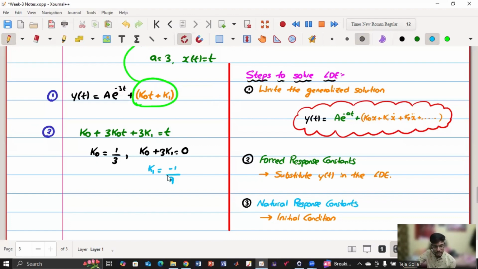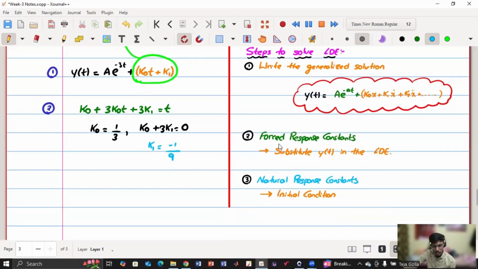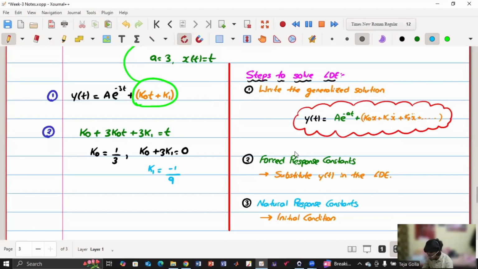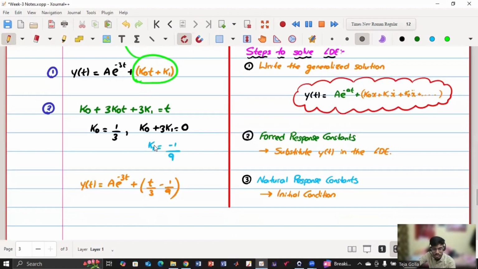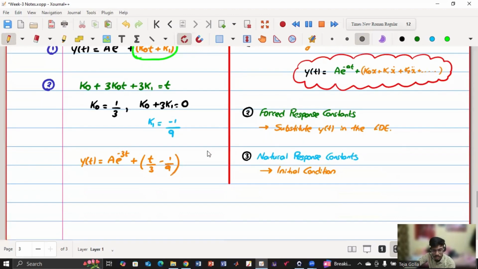Okay, so now k naught and k1 are obtained. The forced response constants are obtained. So now let us write the expression. What is y of t? y of t is equal to A into e to the power minus 3t plus k naught t, which is t by 3, and k1 is minus 1 by 9. Agree? This is the solution that we are getting. So first we have solved for the forced response constants. Clear?